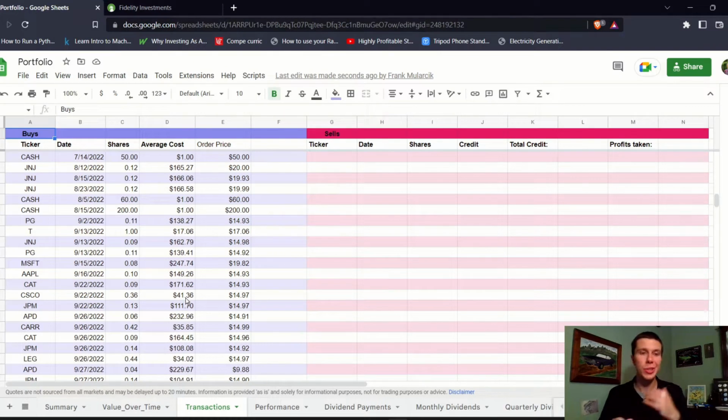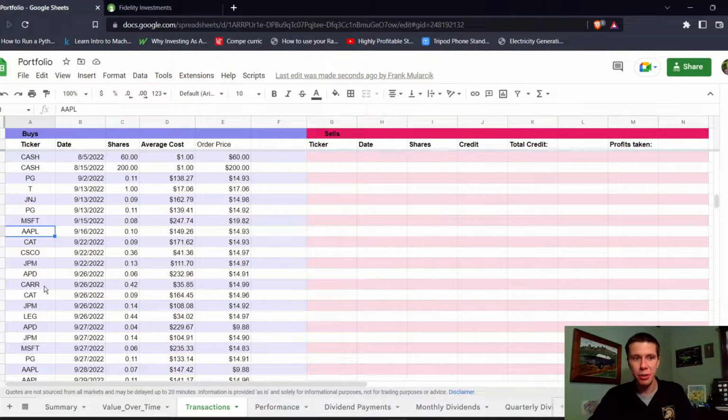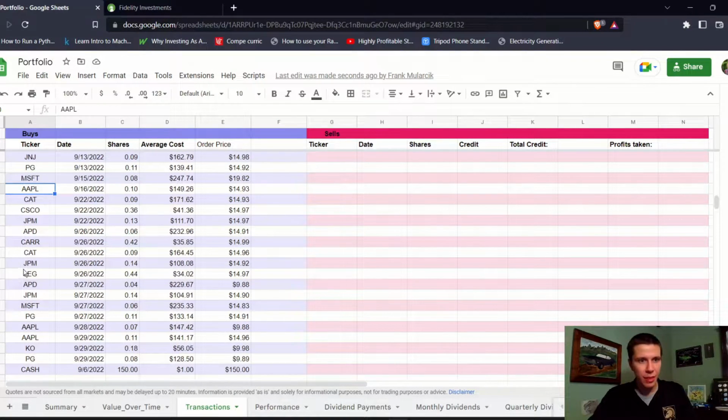So if we go to the transactions page, you can see actually what we bought. So we bought some Procter & Gamble, AT&T, Johnson & Johnson, more Procter & Gamble, Microsoft and Apple, Caterpillar, Cisco, JP Morgan, Air Products and Chemicals, Carrier Global. Then these are all repeat companies, Leggett & Platt here.